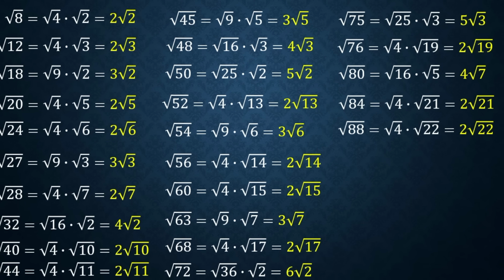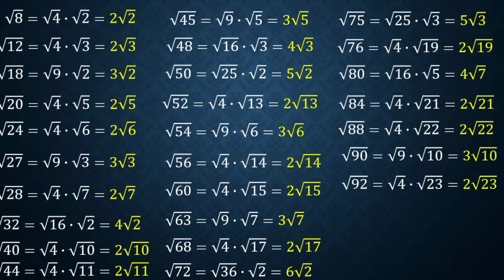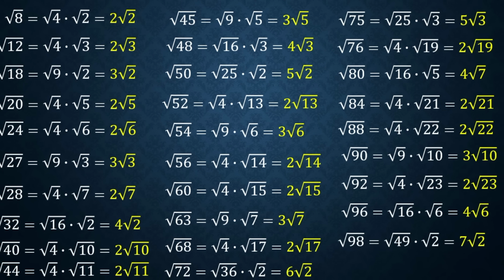Square root of 88, that is 2 square root of 22. Square root of 90, that is 3 square root of 10. Square root of 92, that is 2 square root of 23. Square root of 96, that is 4 square root of 6. Square root of 98, that is 7 square root of 2. And square root of 99, that is 3 square root of 11. So, ito yung first 100 na merong factor na perfect squared.